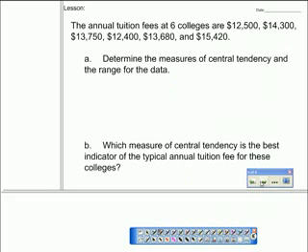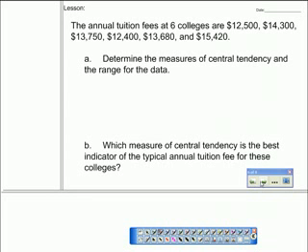The annual tuition fees at 6 colleges are $12,500, $14,300, $13,750, $12,400, $13,680, and $15,420. Determine the measures of central tendency and the range. When I ask for the measures of central tendency, how many numbers am I asking you to find? 3. And then the range would be the 4th one, right? So I need to find the mean, median, and mode, and then the range.